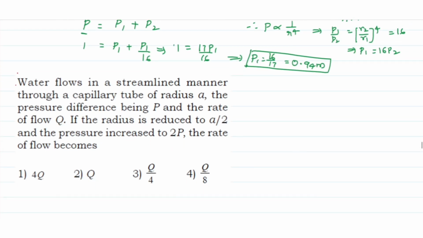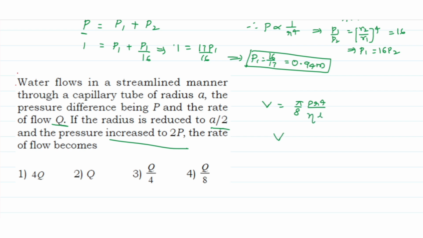The next question says: water flows in a streamlined manner through a capillary tube of radius A, the pressure difference being P and the rate of flow being Q. If the radius is reduced to A by 2 and the pressure increases to 2P, the rate of flow becomes what? Here, the volume of the liquid flowing per unit time is pi by 8 into P r power 4 by eta into L.